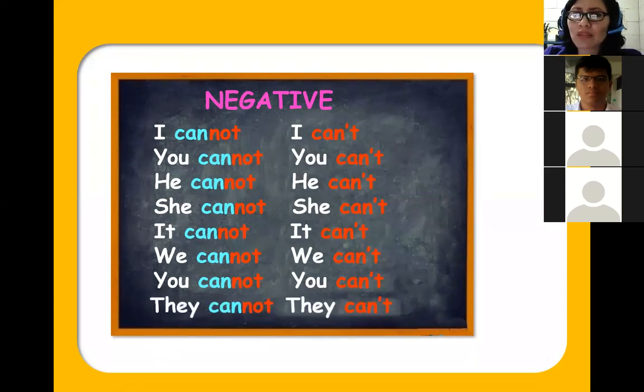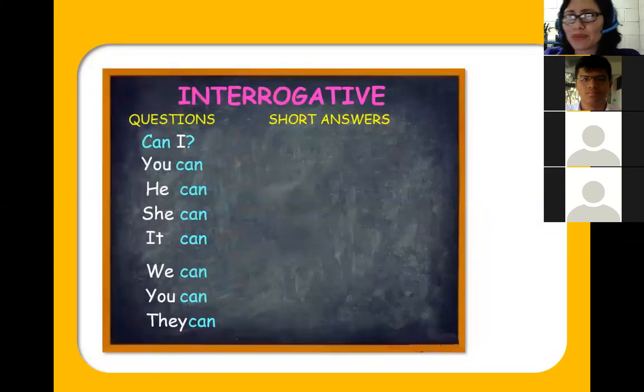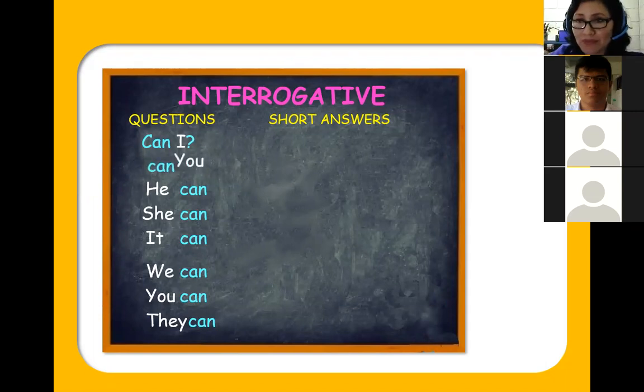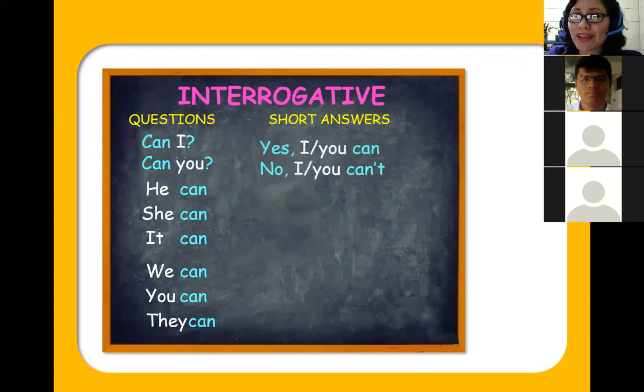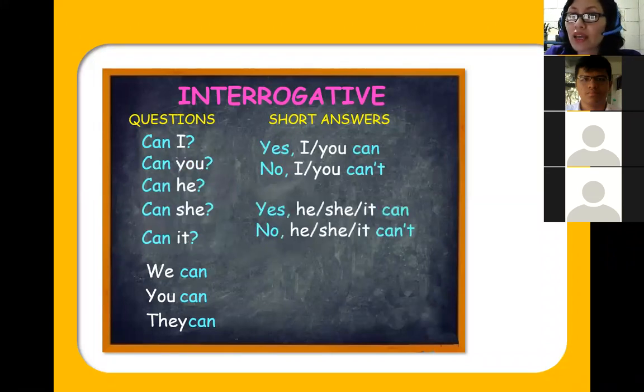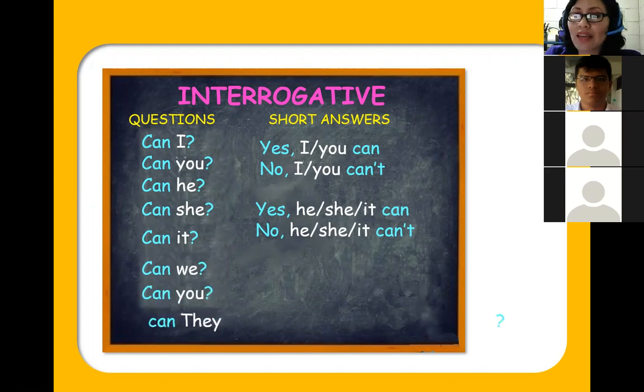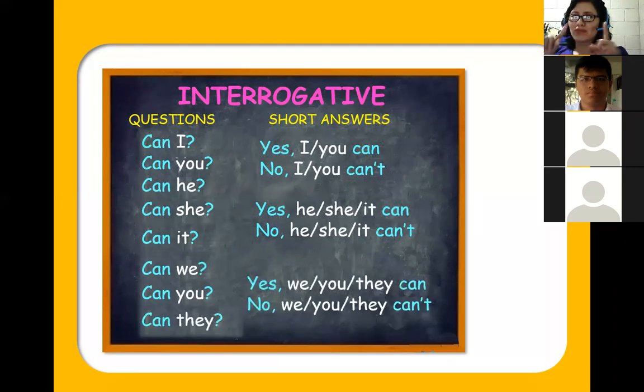Then, guys, dijimos que en la parte de las interrogativas, pues it's very simple. Porque hay solo un switch. Ya no es I can, sino que es can I. Ya no es you can, sino que es can you. Ya no es he can, sino can he. Ya no es she can, sino can she. Or it can, can it. We can, can we. You can, can you. They can, can they. Okay, so all you have to do is move the position of the auxiliary. It moves at the beginning and then we move the subject after it.